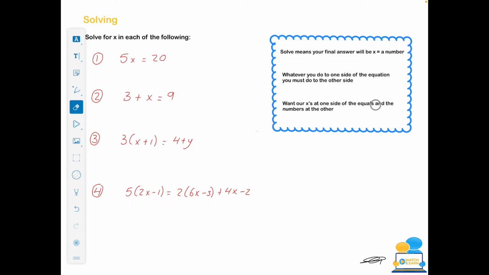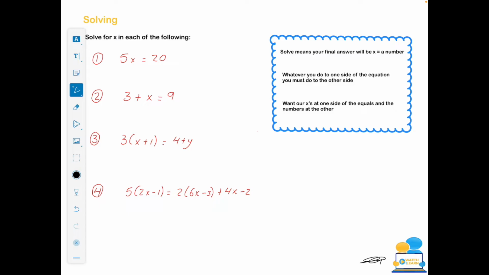You'll see what we do here and how we write it out, but whatever you do to one side, you must do the same thing to the other side. Essentially we want our x's at one side of the equals and the numbers at the other. So there's a bit of organisation involved in this, particularly when we see examples 3 and 4.